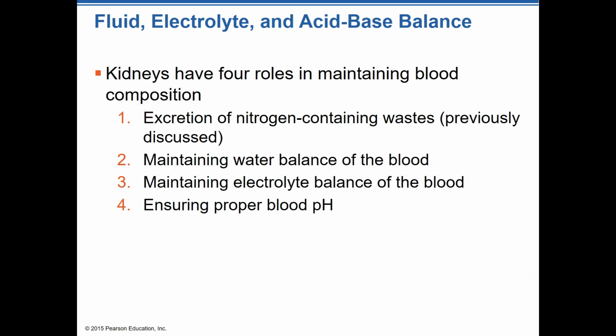So the kidneys have four roles in maintaining that blood composition. They're going to get rid of nitrogen-containing wastes. They're going to maintain water balance in the blood, and we've talked about how they do that. They're going to maintain electrolyte balance in the blood, sodium, potassium, those kinds of things. And then they're also going to help with pH by getting rid of hydrogen or retaining hydrogen.